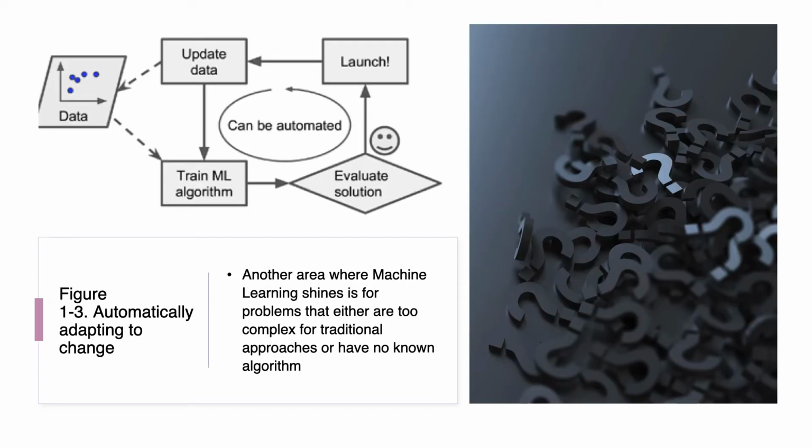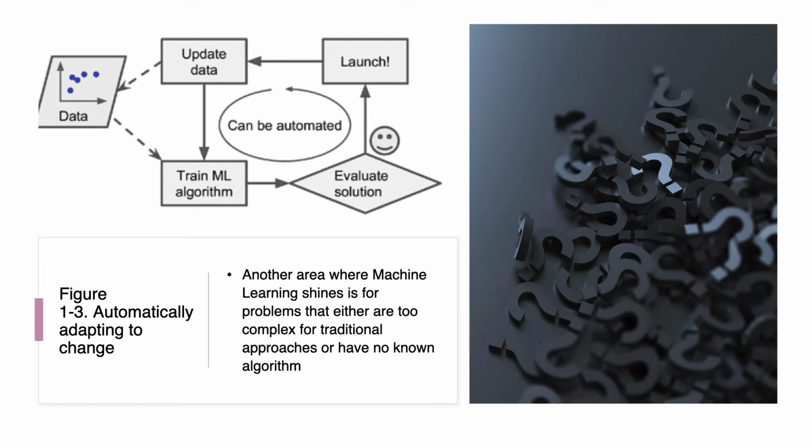Another area where machine learning shines is for problems that either are too complex for traditional approaches or have no known algorithm. For example, consider speech recognition. Say you want to start simple and write a program capable of distinguishing the words "one" and "two." You might notice that the word "two" starts with a high-pitched sound, T, so you could hard-code an algorithm that measures high-pitched sound intensity and use that to distinguish ones and twos.